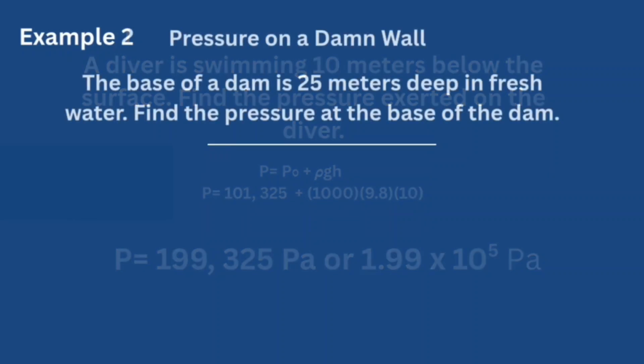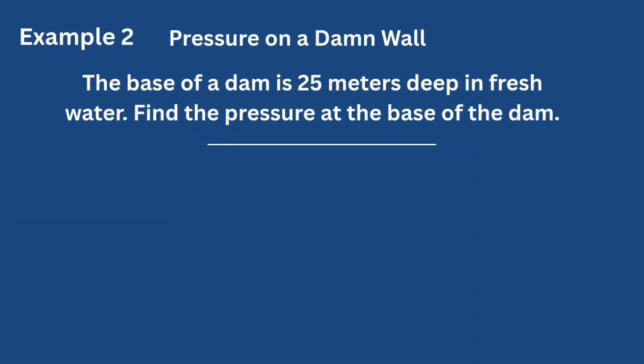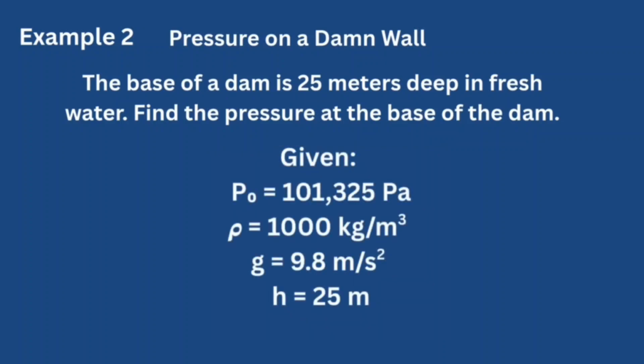Example number 2, pressure on a dam wall. The base of a dam is 25 meters deep in fresh water. Find the pressure at the base of the dam. So just like with example number 1, what we need to do here is plug in all those values, and we have the same values for the initial pressure, the density, and the gravity. The only difference here is that we have a different height, which is equal to 25 meters.